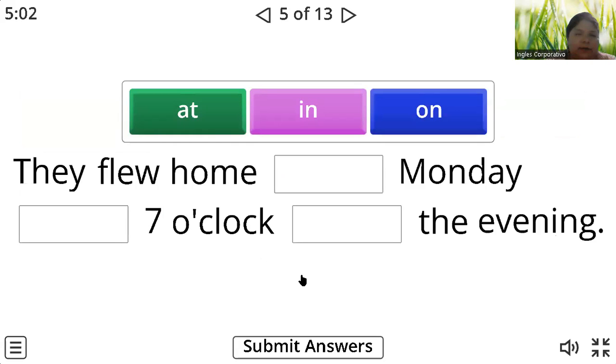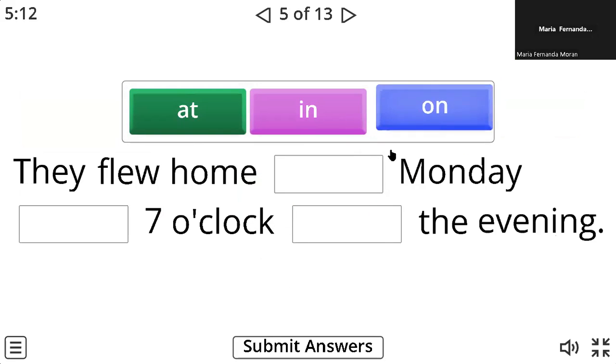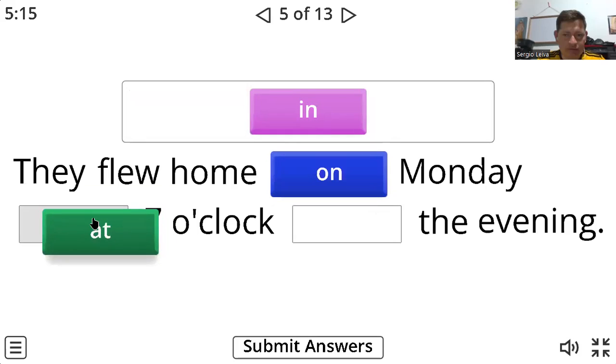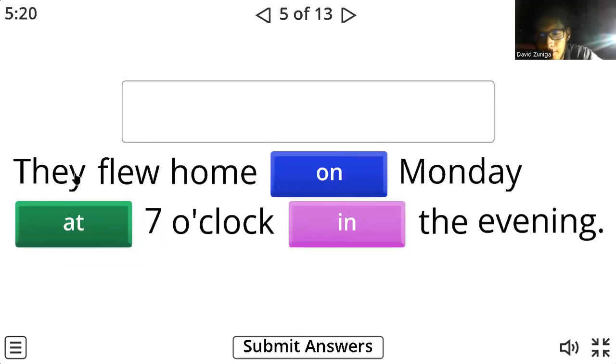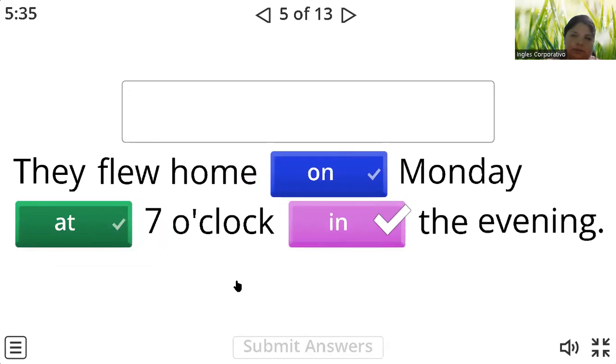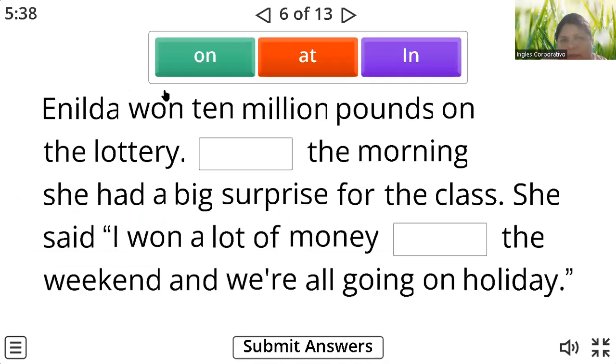Volunteer. Vamos a ver, voluntarios. So they flew home on Monday. Uh-huh, on Monday. At 7 o'clock. When? In the evening. Okay. Can you read that, please, David? They flew home on Monday at 7 o'clock in the evening. Okay, good. So this is not really difficult, right?